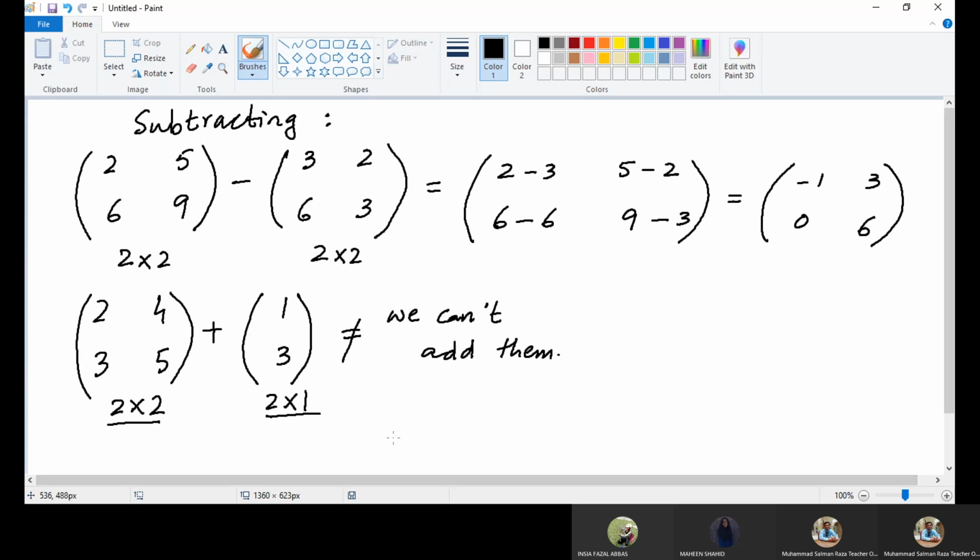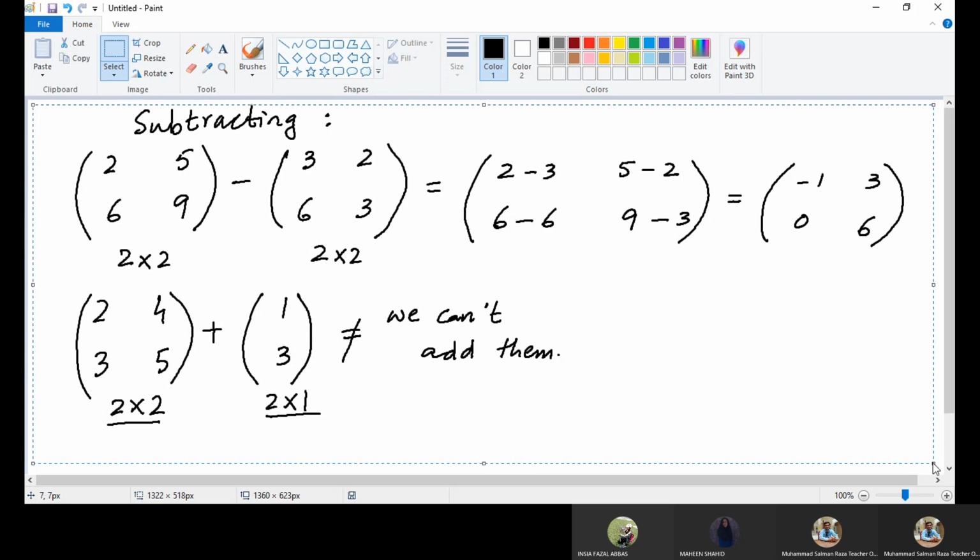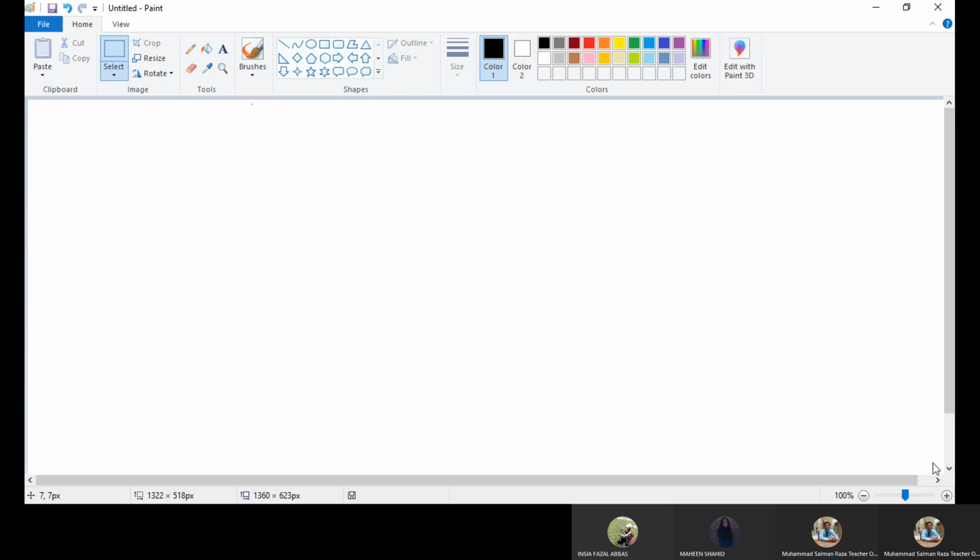Now moving on to the next thing, that is the multiplication of a matrix. This is something which is a little difficult for the students, and they always feel that multiplication takes a lot of time. So over here, we are going to check multiplication. Multiplication of a matrix is a complicated thing in matrices.